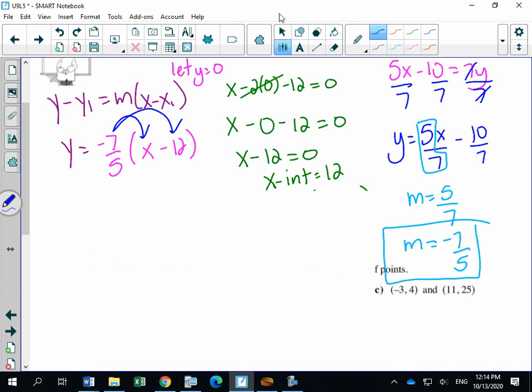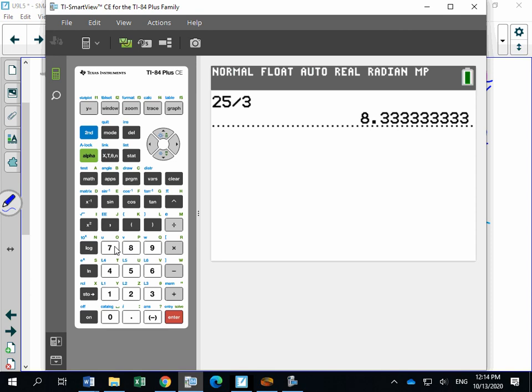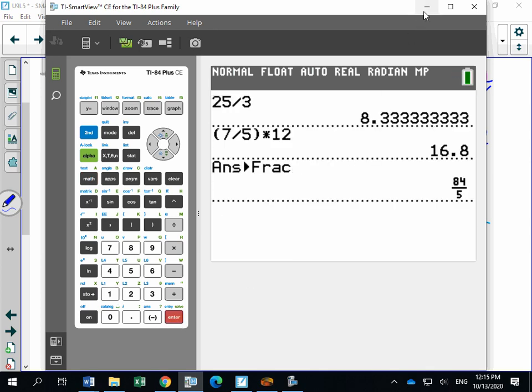Okay, so get rid of your brackets. So y is equal to negative 7 over 5x plus, because I know two negatives make a positive, I'm going to type in on my calculator 7/5 times 12. So open bracket, 7 divided by 5 times that guy by 12. There's my y-intercept, but as a fraction, 84 over 5.